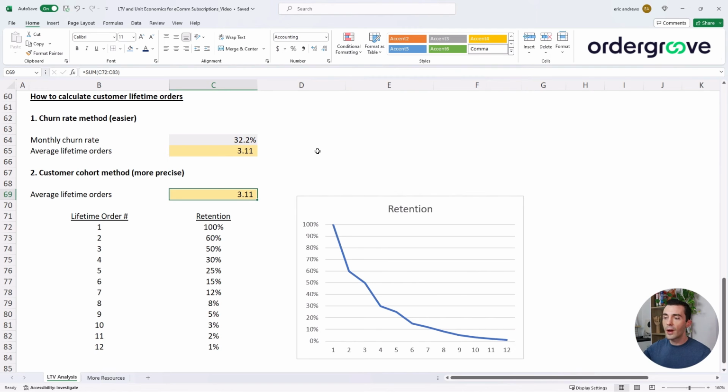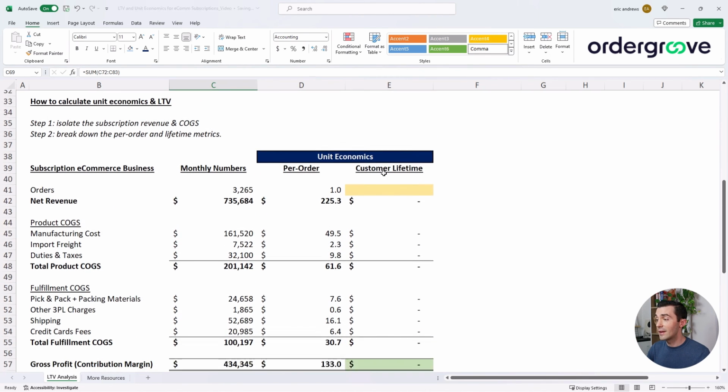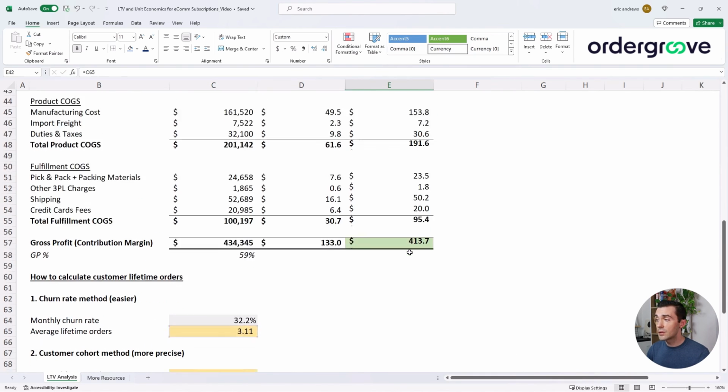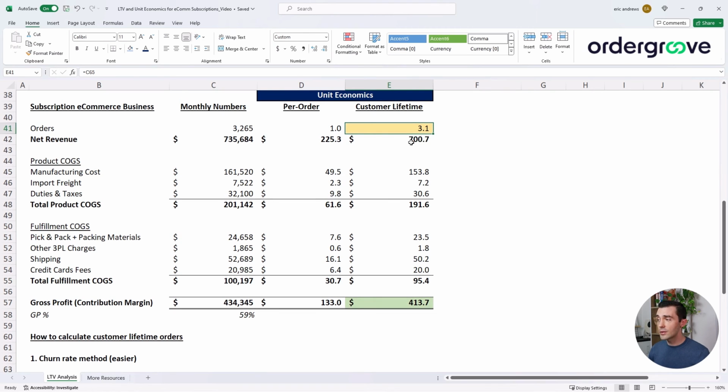So now that we know that our average customer is placing 3.1 lifetime orders, we need to plug this back in. What we do is take the average lifetime orders and multiply it by the per order numbers. You can see our average customer over those 12 months is spending $701. It costs us $192 to manufacture those products. And then it costs us $95 in fulfillment to fulfill those 3.1 orders. So on our average customer, we're making $413 of lifetime gross profit.